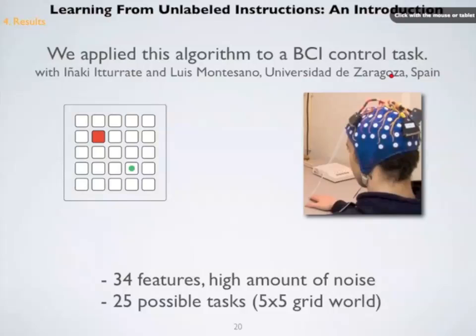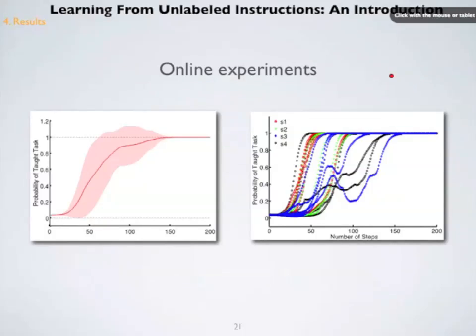While the data here are noisier than in previous experiments, because they are brain signals, the possible tasks were reduced to 25 in this 5x5 grid world. We performed online experiments and observed that for all subjects, the system was able to identify the correct task in less than 150 steps. So we are now at the end of this video, and at this point, you should understand how we tackle this problem and what is the principle of our algorithm, as well as the kind of setups in which we successfully applied this algorithm.